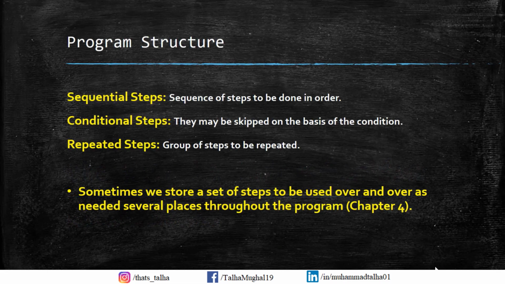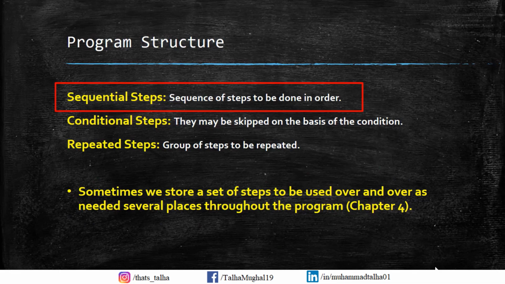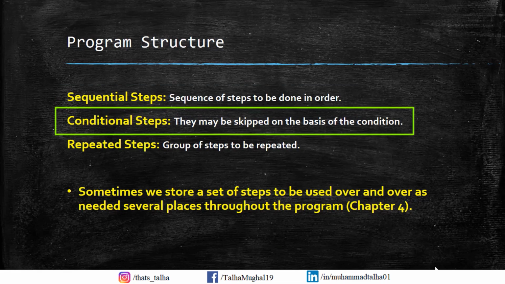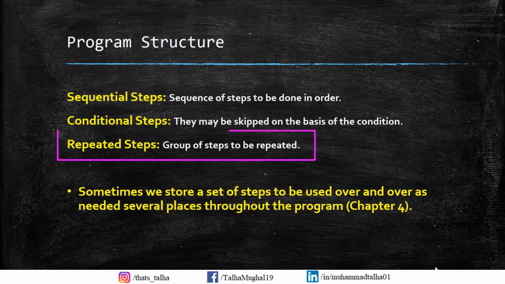There are three different ways in which we can structure our Python programs. The first one is sequential structure, which follows sequential steps. The second one is conditional structure, which follows conditional steps. And the third one is repeated structure, which follows repeated steps. Now, sequential steps means a sequence of steps to be done in order, which means that every step of the program will be done after another step until it reaches the endpoint.